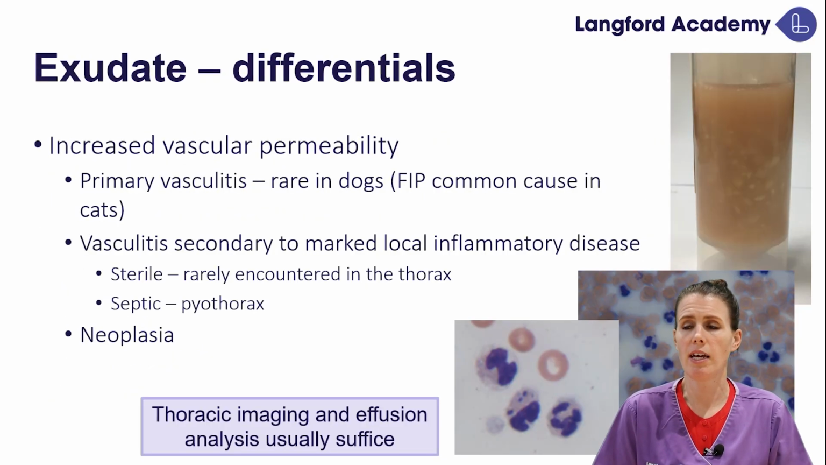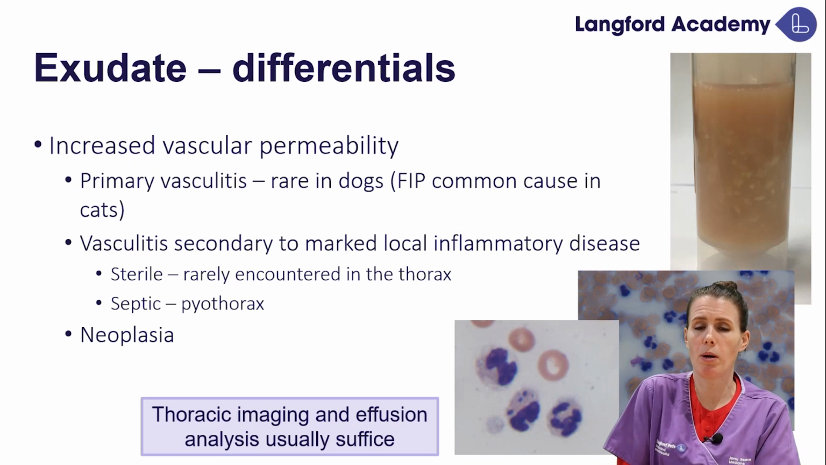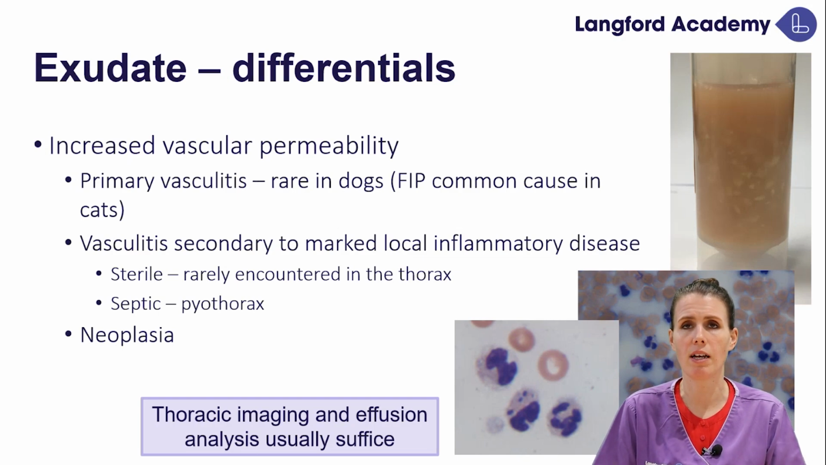When we think about exudates, these arise due to increased vascular permeability. As we've said, they've got the highest level of cells and protein. And these can either arise due to a primary vasculitis, which is rare in dogs, but we see in cats, particularly with feline infectious peritonitis, where they get a perivascular pyogranulomatous inflammation. Or we can see vasculitis secondary to marked local inflammatory disease.